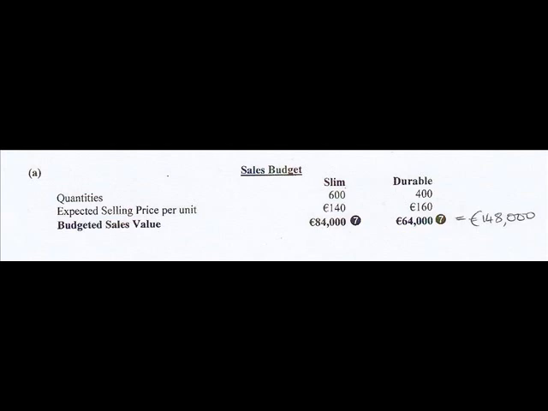A budget is your plan for the future, and in business, sales is usually our starting point. How much can we sell? In this case, Ash expects it can sell 600 slim MP3 players at €140 each, yielding €84,000, and 400 durable MP3 players at €160 each, yielding €64,000, giving us a total budgeted sales of €148,000, and that's our starting off point.